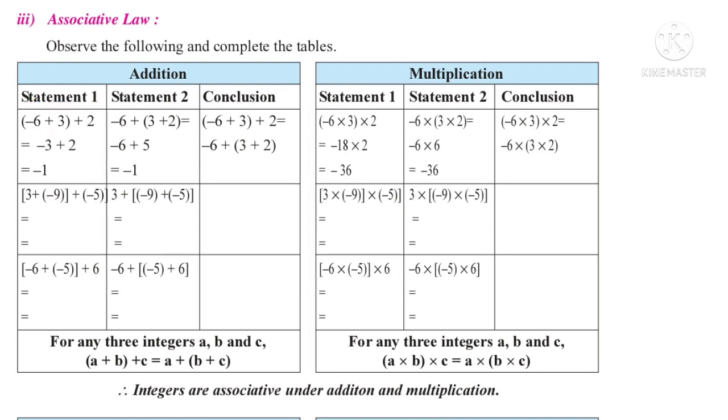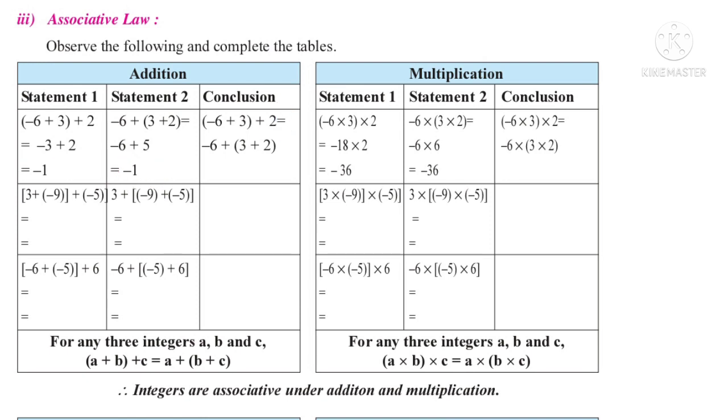In statement 1, first put bracket for the first two integers. In statement 2, first put bracket for the last two integers. Now in statement 1, minus 6 plus 3 gives minus 3, plus 2 becomes minus 1. In statement 2, 3 plus 2 becomes 5. So minus 6 plus 5 is equal to minus 1. Here both are equal. So in conclusion we can say that (minus 6 plus 3) plus 2 is equal to minus 6 plus (3 plus 2).